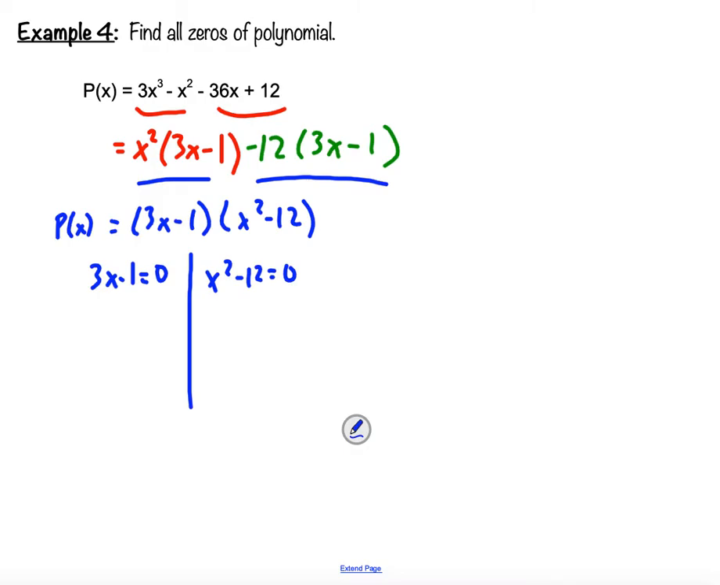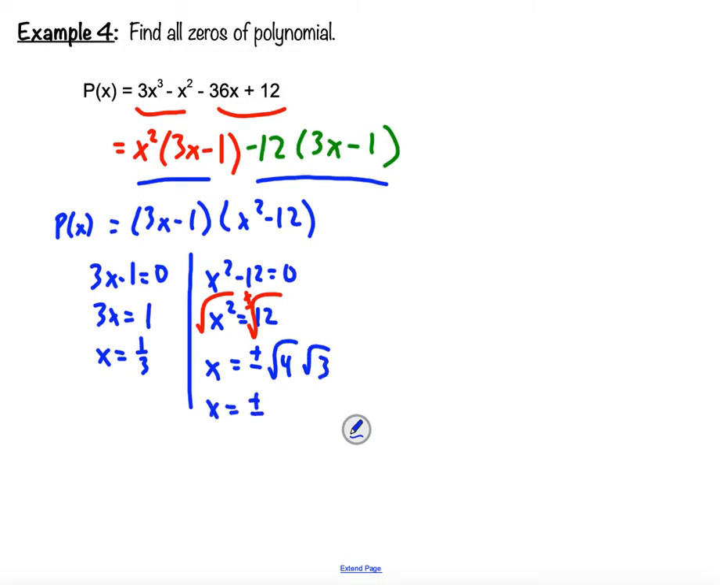So this first one here, I'm going to add 1, divide by 3. The second one over there, I'm going to go ahead and add 12. Take the square root of both sides. Don't forget the plus or minus. I'm going to get the square root of 12 here, but I'm going to break that down. What goes into 12? 4 and 3. Square root of 4 there is 2. So I get plus or minus 2 square root of 3. So let's list our zeros out.